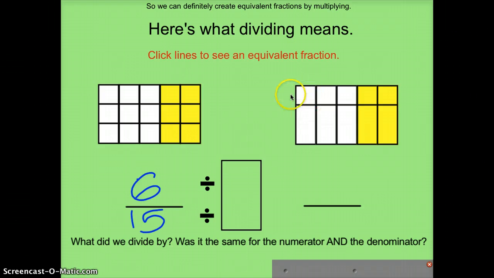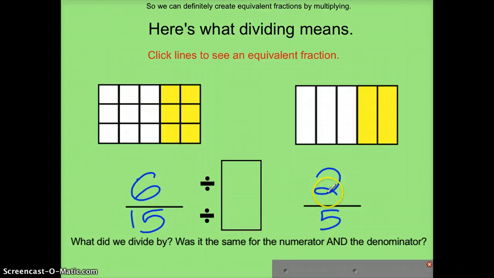Now, these pieces are too small, so maybe I get rid of that one also. Are all my pieces the same size? Looks like they are. So I think my new fraction is 2 out of 5, 2/5. Now I'm going to check and see if I can divide by the same number in both to get 2/5.